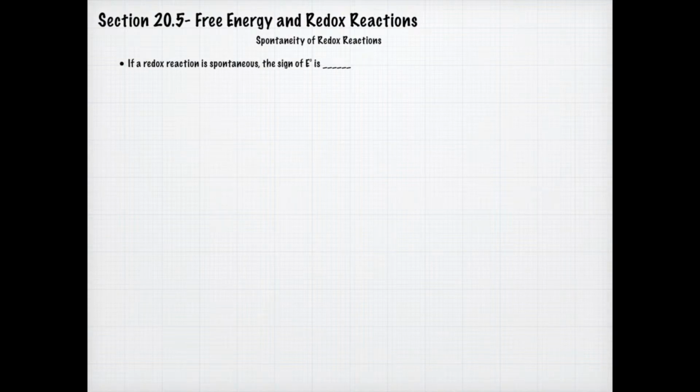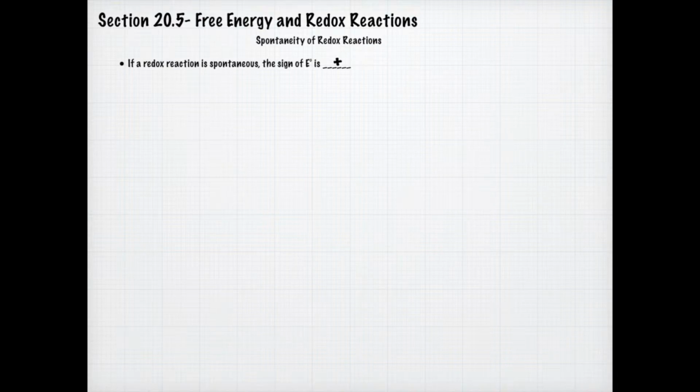And one of the things we've already looked at is the Gibbs free energy. And if that value is negative, then we know that a reaction is spontaneous. Well, there is another way of determining if a reaction is spontaneous, and that is your cell potential. Now, if your cell potential is positive, then the reaction is going to be spontaneous.